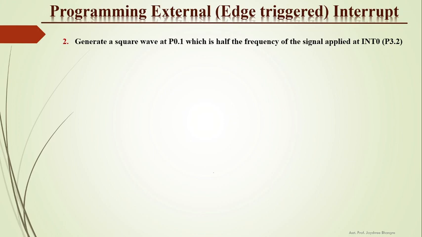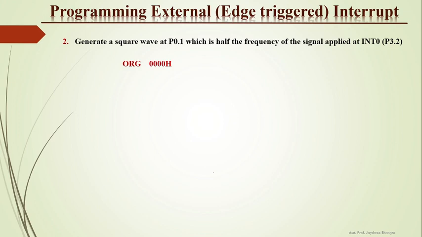Now here one input signal, a square wave, is applied at the INT0 pin, and what we have to do is generate a square wave at P0.1, which is half of the frequency of this applied signal. So when the falling edge of the square wave applied to the INT0 pin is detected by the microcontroller, that is, a high to low transition is detected, at that time it will generate the interrupt, and it will generate the square wave that is half of the frequency of this applied signal.